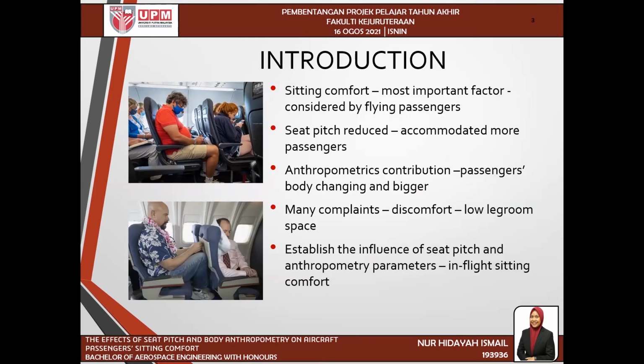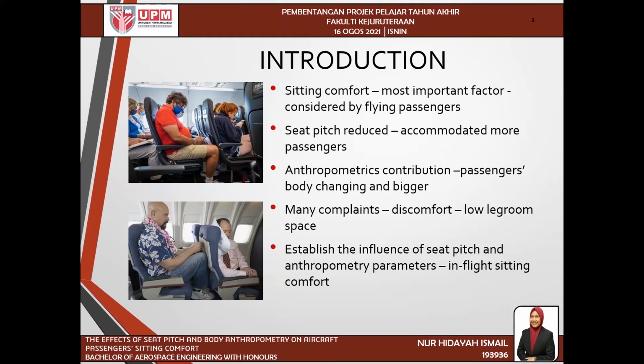As for the introduction, seating comfort is one of the most important factors that has been considered by flying passengers. The growing number of passengers has led many airlines to reduce the seat pitch in order to fit in a greater number of passengers in each flight by increasing the number of seating rows in the cabin. Anthropometry's contribution does affect passengers' comfort in the cabin, where it explains that passengers might be able to receive comfort according to their body dimensions.